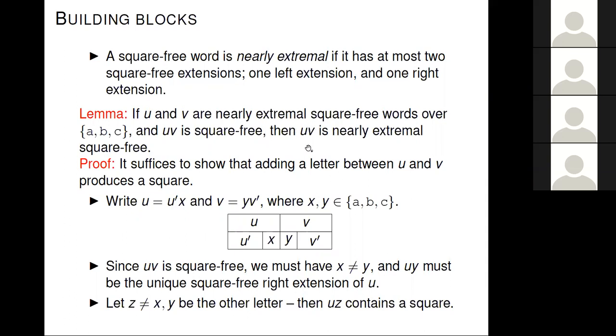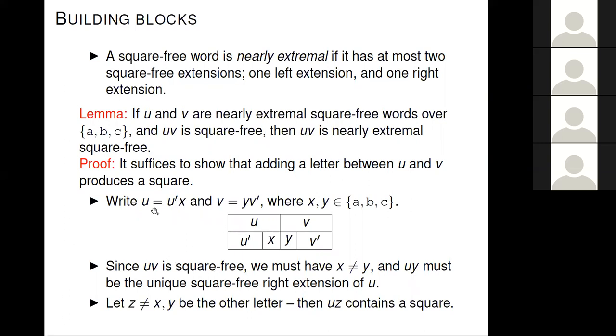We want to show that UV is nearly extremal square-free. So first of all, it suffices to show that just adding a letter right between U and V, right in the middle, produces a square. Because these things U and V are nearly extremal square-free, you can't add a letter anywhere in the middle of U without getting a square. And likewise, you can't add a letter anywhere in the middle of V without getting a square. And U only has one left extension at the most, and V only has one right extension at the most that are square-free. So all we have to worry about is right in the middle of U and V.